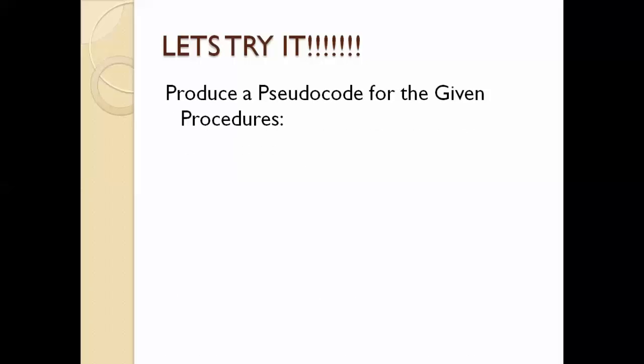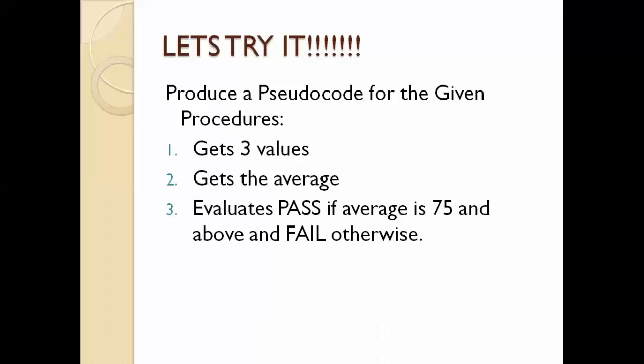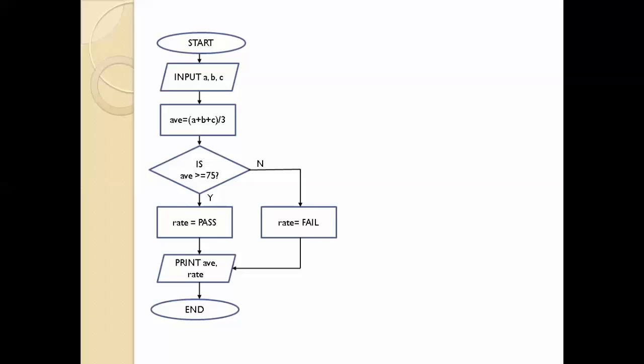So let's try it and have an example. Okay, we have an example that we just used with the flowcharts. First, get 3 values, then average them, and then evaluate whether they pass or fail depending on our condition, which is 75, and print the average and the rating. So here we would have our previous activity, our flowchart.